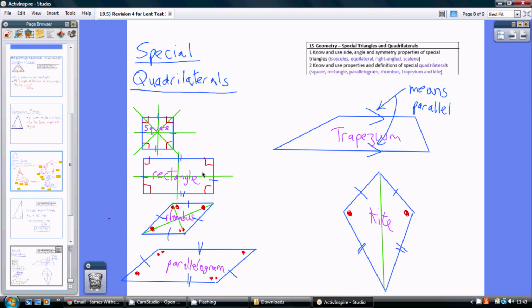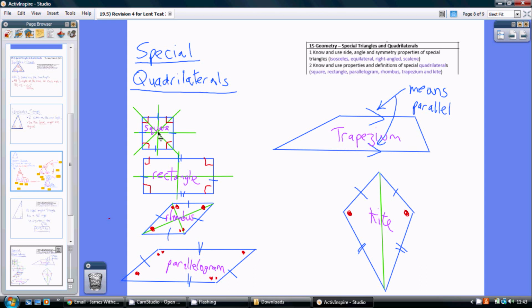And that had 2 lines of symmetry. Then a rhombus had, sorry, 2 lines of symmetry, excuse me. And those opposite angles are equal and those opposite angles are equal. Remember, a rhombus is a special parallelogram. It's one where all 4 sides are the same length.